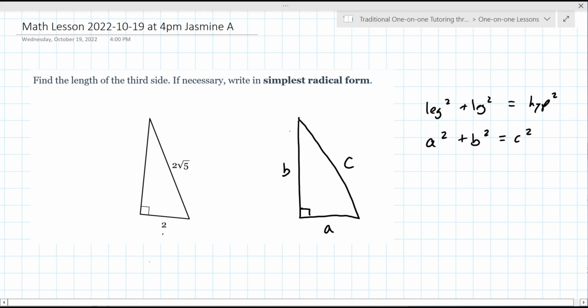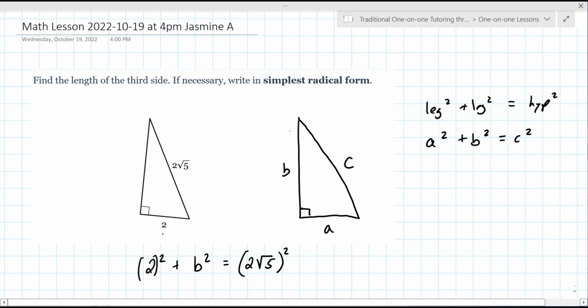Doesn't matter. Leave it like that. So you take 2 squared plus b squared equals 2 square root of 5. But this is very important. You want to square the whole thing. So I actually should have put that 2 in parentheses. Whenever you're squaring something, it's probably a good idea to put it in parentheses like that.